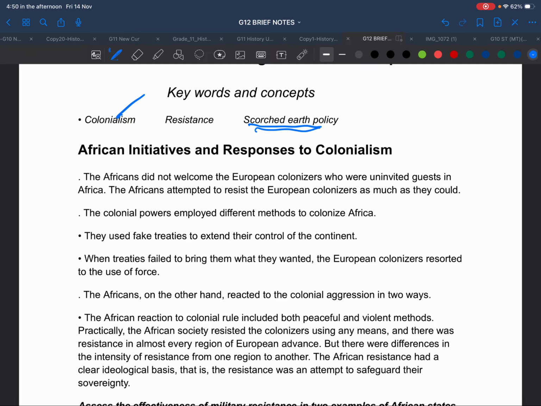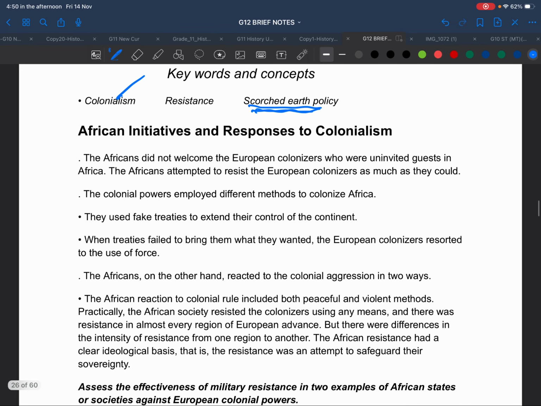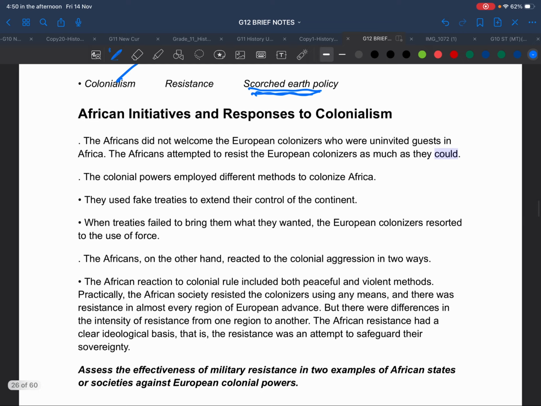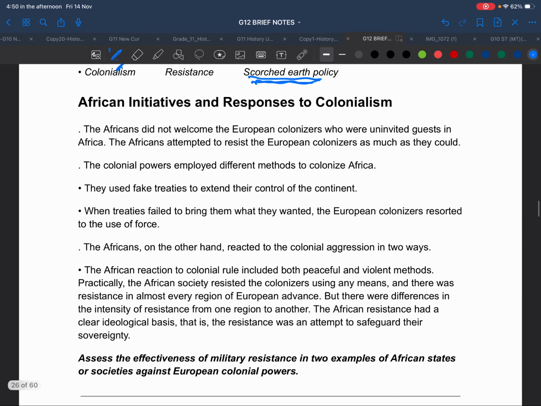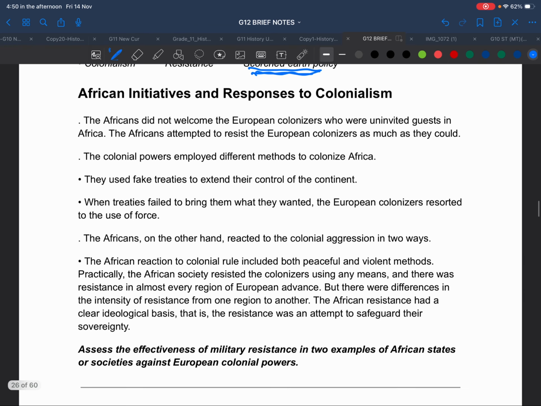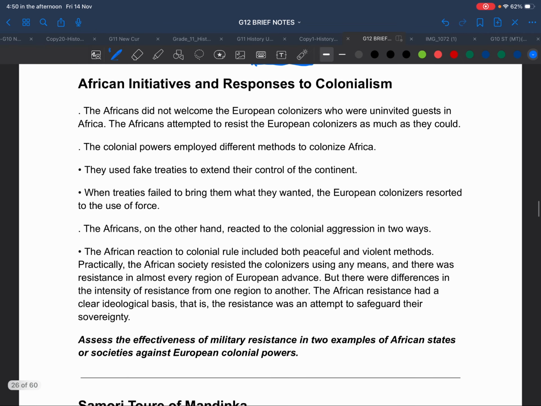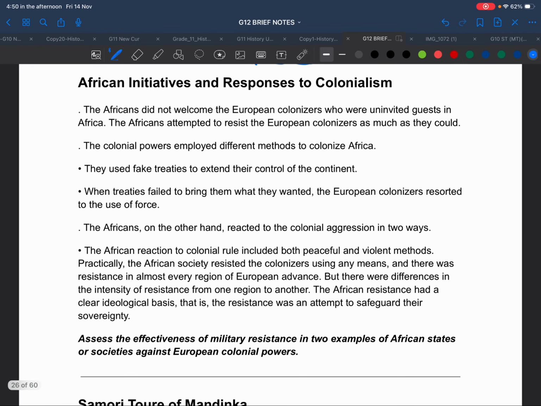There was a policy called scorched earth policy, to the extent of devastating Africa. Their goal was to make Africa their colony. African initiatives and response to colonialism: what inspired and initiated Africans to act against colonialism. We are going to see this in detail.